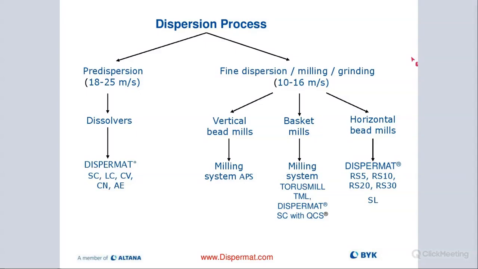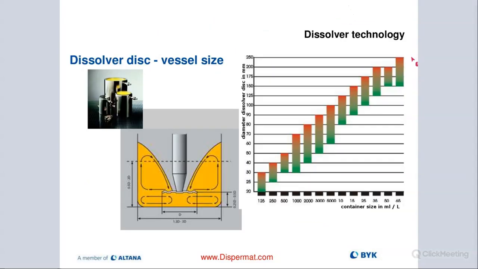And then horizontal bead mills are also used if you really need to reduce particles below 500 nanometers. A horizontal bead mill is required. And there we have a whole range, the RS series and the SL for our lab, which I will show you later.